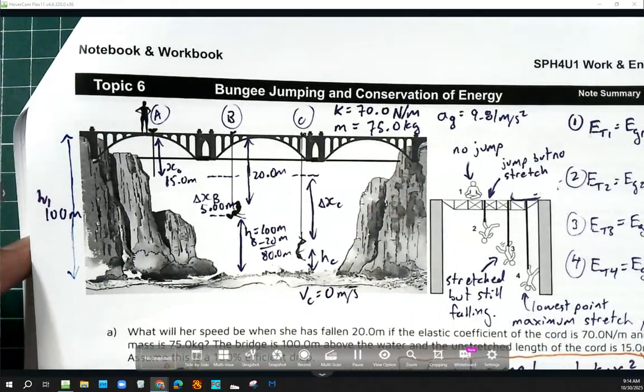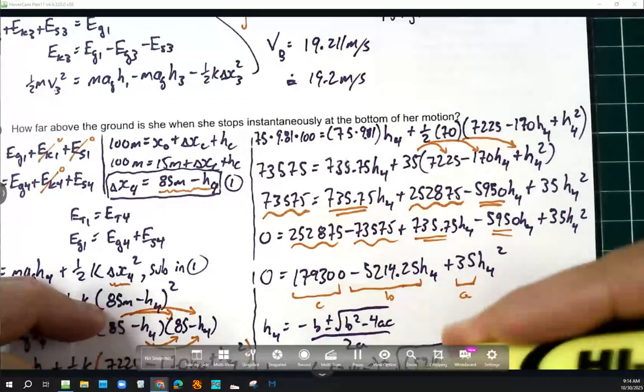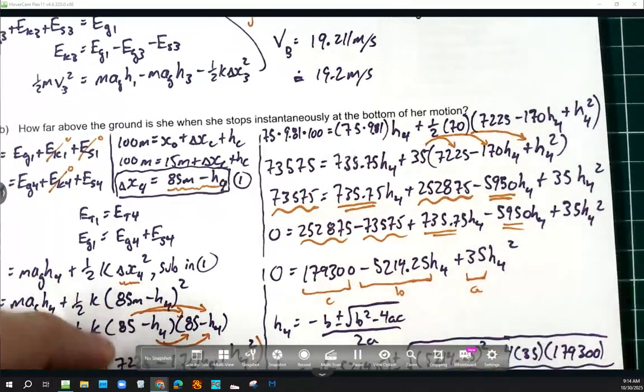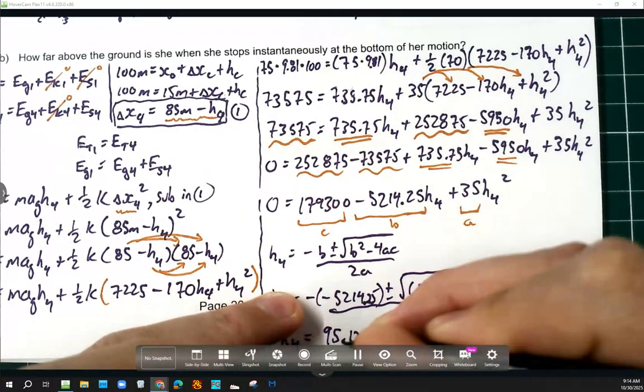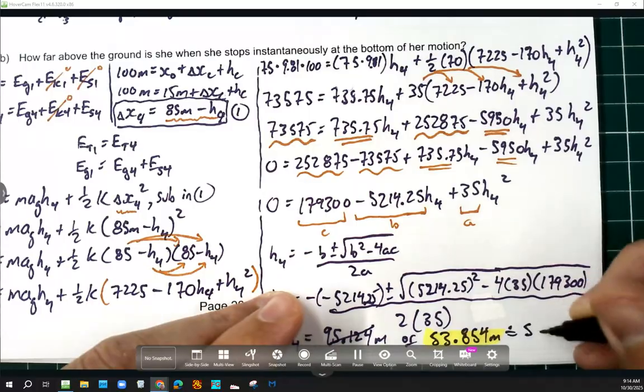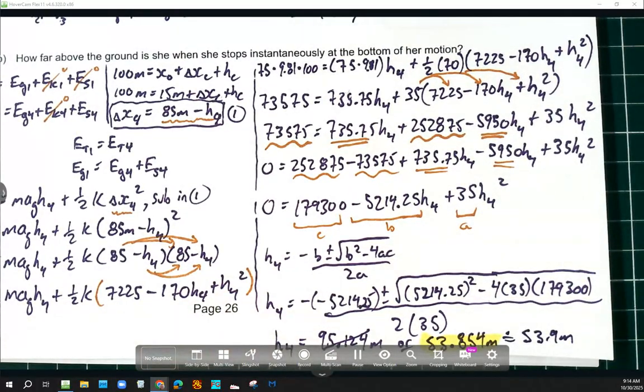That makes total sense. And what's more, I can highlight that as the answer. We can say, yes, she lands 53.9 meters above the ground. This is not admissible: 95 meters above the ground. We can explain why it's not admissible, but I've run out of space on my page, but I've said it out loud.